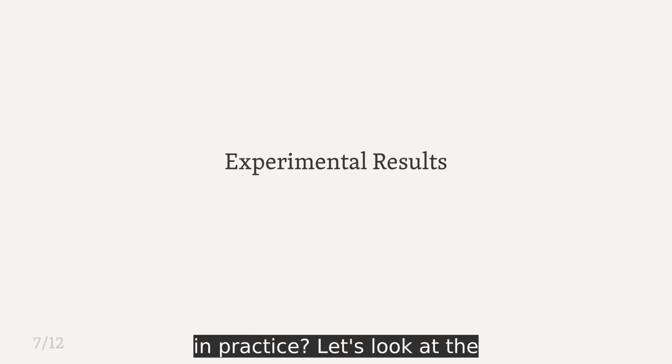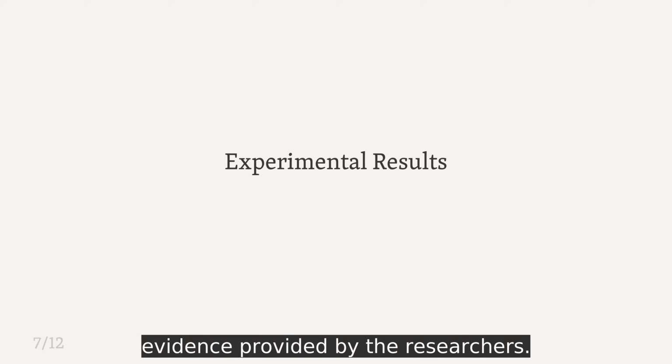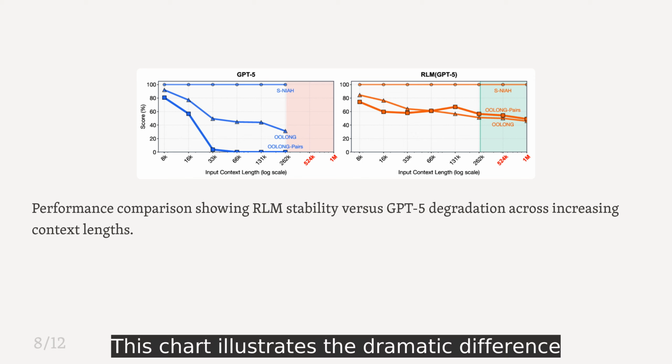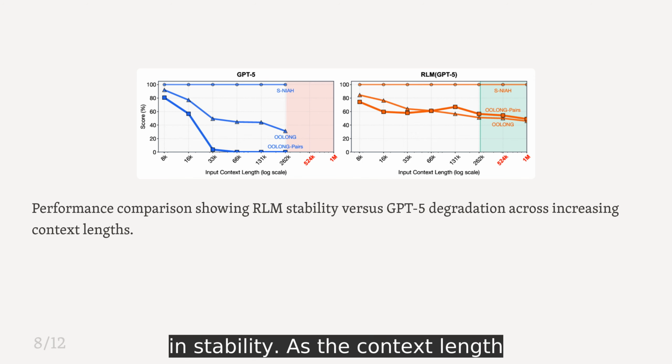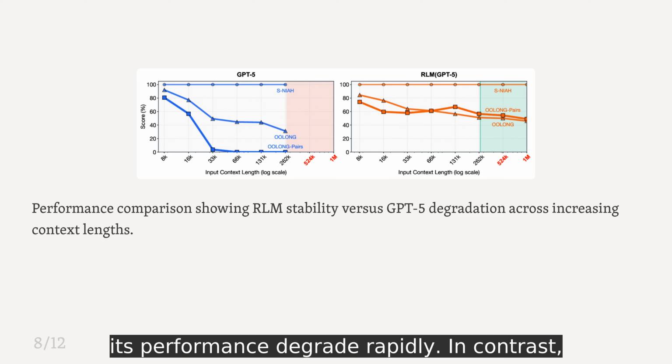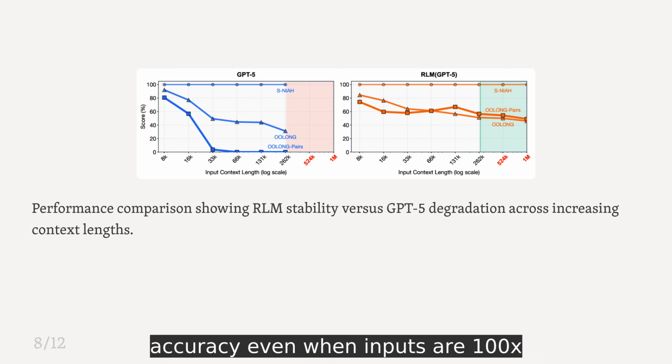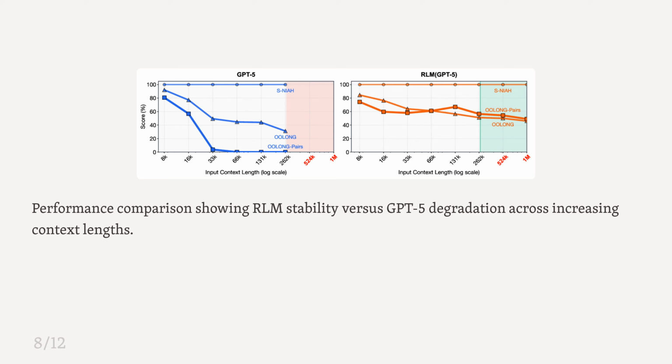Does this recursive approach actually work in practice? Let's look at the evidence provided by the researchers. This chart illustrates the dramatic difference in stability. As the context length scales up, the standard GPT-5 model, shown in the darker color, sees its performance degrade rapidly. In contrast, the recursive language model maintains high accuracy even when inputs are 100 times larger than the base model's limit, handling over 10 million tokens efficiently.